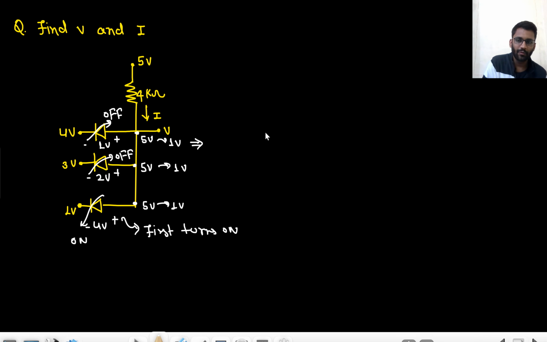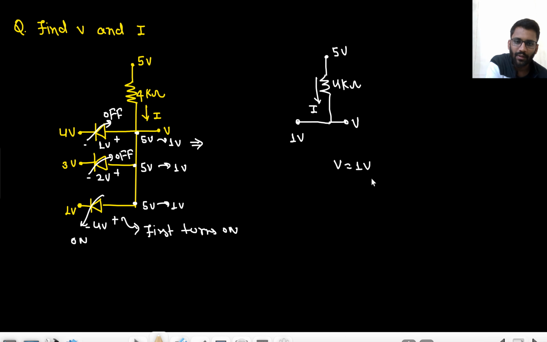So what will be your V? So simply this will be your circuit. Only the lower diode is on. The one having the 1 volt, and this is your 4 kilo ohm, and this is your 5 volt, and this is your V. This is current I. So V is your 1 volt and current I is 1 milliampere, right?